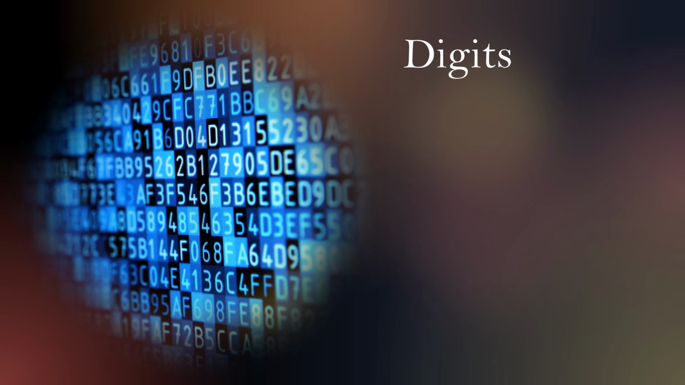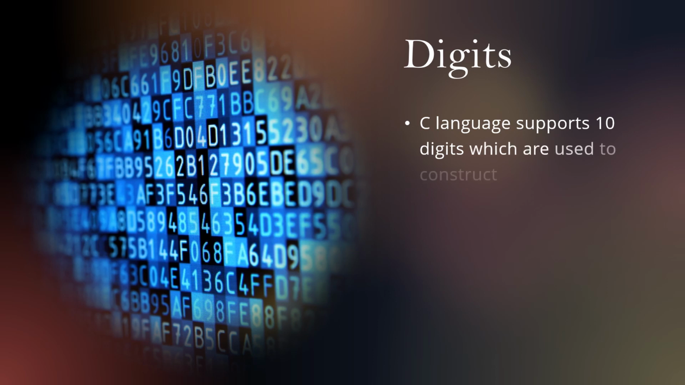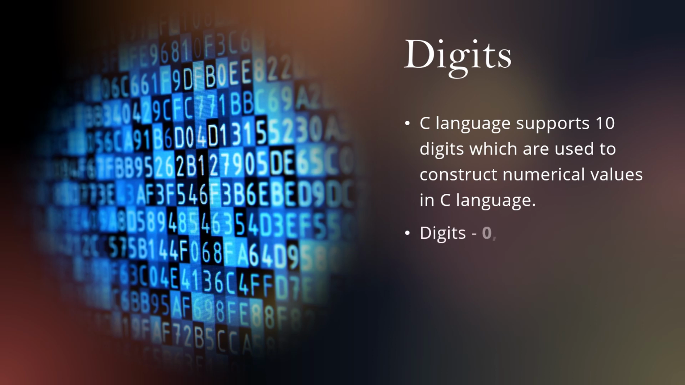Heading on to digits. In C language, it supports 10 digits, which are used to construct numerical values. Those digits are 0, 1, 2, 3, 4, 5, 6, 7, 8, 9.